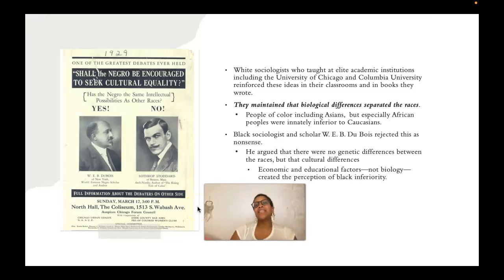So they maintained that biological differences separated the races, right? So people of color, including Asians, but especially the blacks, were innately inferior to Caucasians. Black sociologist and scholar Du Bois rejected this as being bullshit, right? And he said that, look, there's no genetic differences between the races. However, there are cultural differences, right? Like you did do this thing called slavery. And so as a result, folks are underemployed and undereducated, but also do not have generational wealth to fall back on, right? So therefore, oppression, really, and not biology, has created this perception of black inferiority.